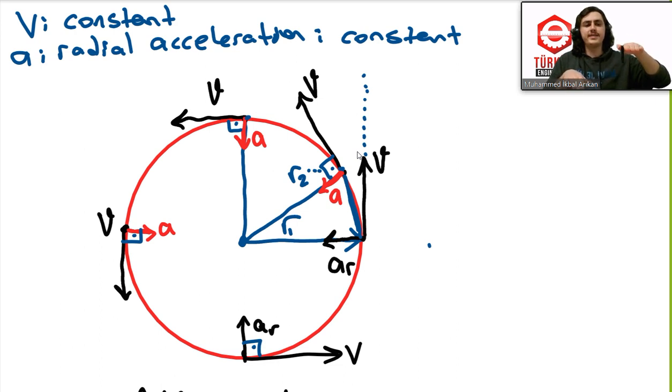So less x, more y, less x, more y, less x, more y, less x, more y. Until I reach this point, I have maximum y, which is downward, and minimum x, which is just 0. So as you see in this case, I have just 0 velocity in the x direction.